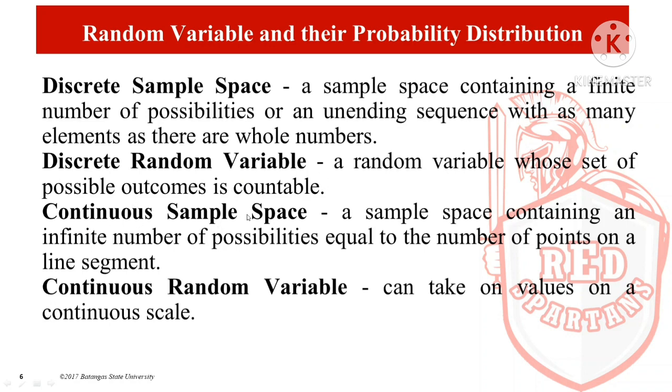Then, for continuous sample space, ito naman yung infinite number of possible outcome wherein gumagamit tayo ng statement or rule method. So, yung hindi na natin talaga ma-identify or masulat yung mga outcomes kasi nga infinite yung number of possibilities. Then, continuous random variable can take on values on continuous scale. Ito naman yung uncountable. So, hindi agad natin kayang i-measure yung continuous random variable.